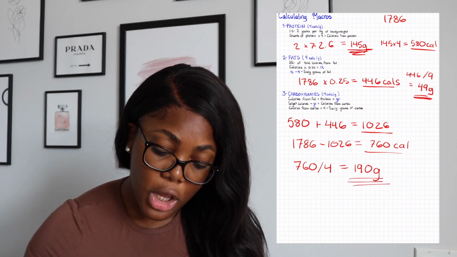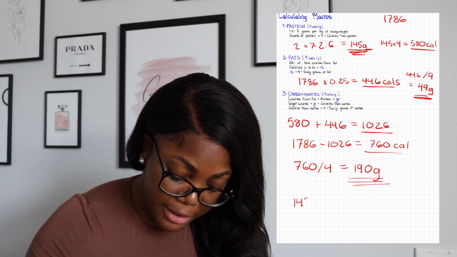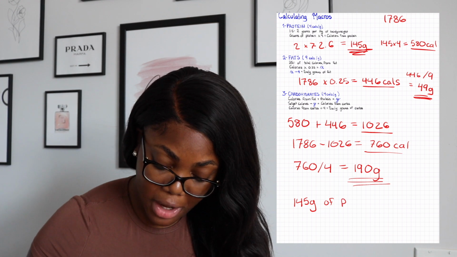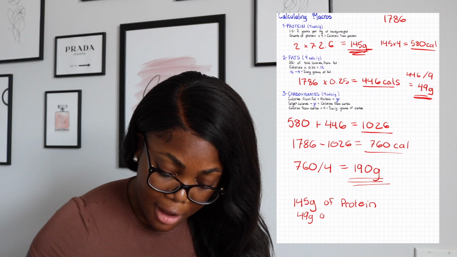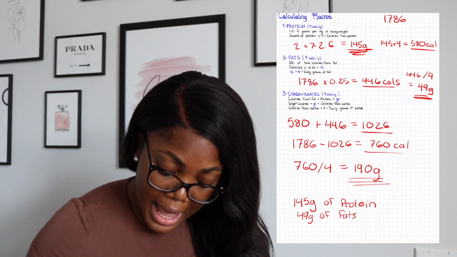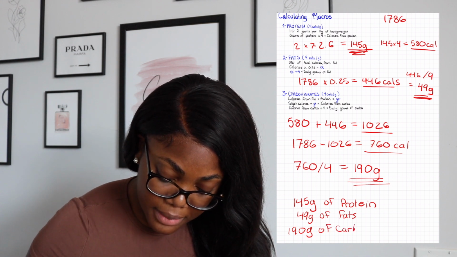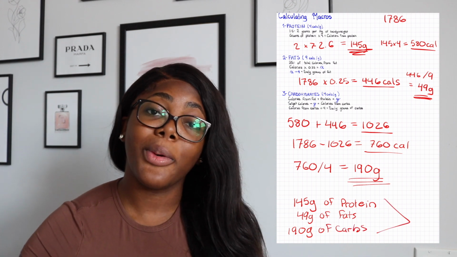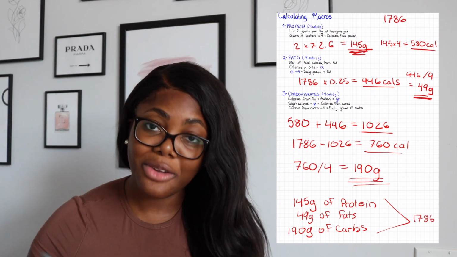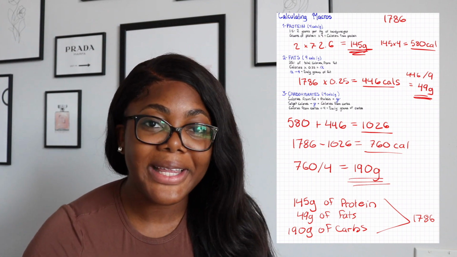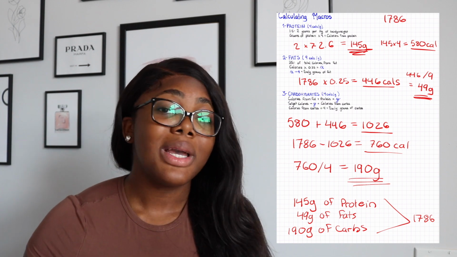So in total, our good sis here, here's how much she can eat. She can eat 145 grams of protein, all right? That's how much she's gonna eat of protein. She's gonna eat 49 grams of fats, and she's gonna eat 190 grams of carbs. All right, that is how much she's eating in her caloric deficit, and all together, this is equal to 1,786 calories. That is how you do the calculations to find out how to be in a caloric deficit and how to distribute your macros. You can play around with these numbers.